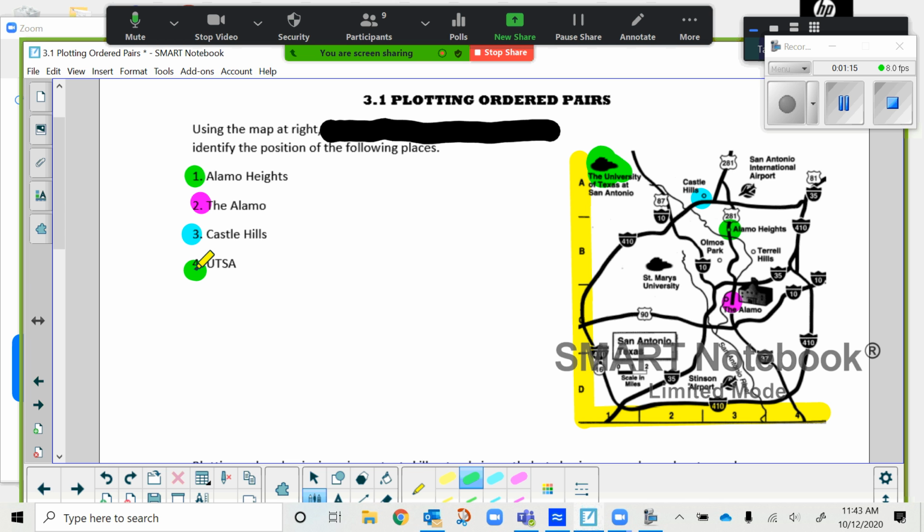So take a minute using A, B, C, D, and 1, 2, 3, 4. How would you use the letters and the numbers to identify the position of those things on the map? And just take a minute and write that down on your paper.